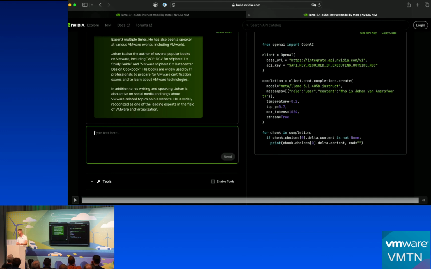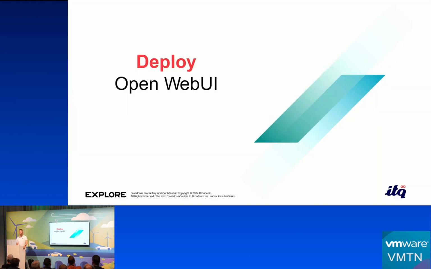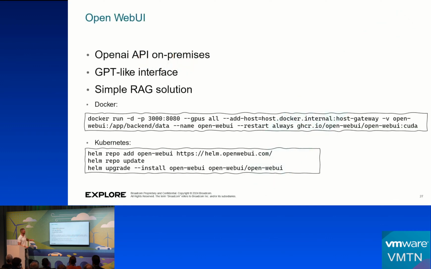So, Robert mentioned Open Web UI. Really, really cool solution. So this is part of how we deploy those POCs. Open Web UI basically is simply deployed, again, using a Docker image, a Docker container that you can run in your environment. And what it does is a couple of things.